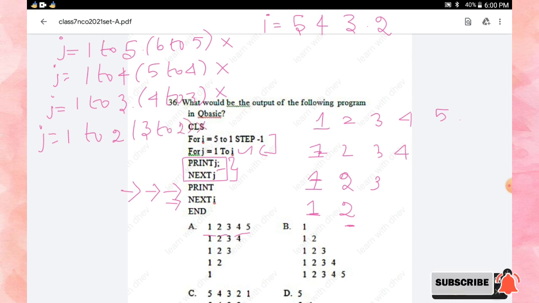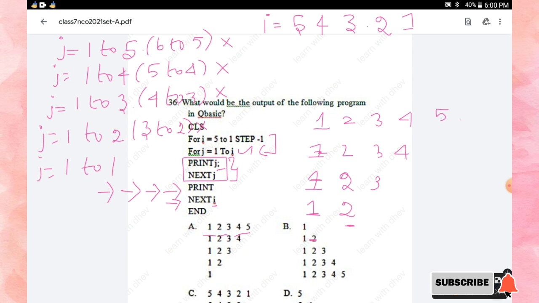So the inner loop execution will get stopped. Again the execution point will come to the next statement, print. Again the cursor will move on to the next line. So next I means here 1. So the I value becomes 1. So this I value is initialized to the J like this, 1 to 1.